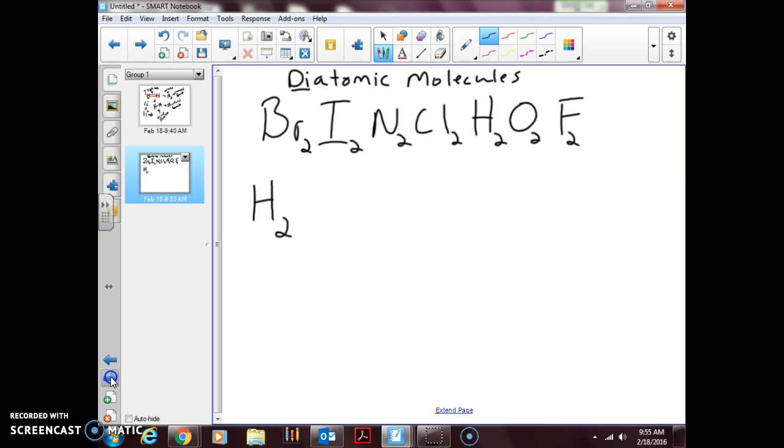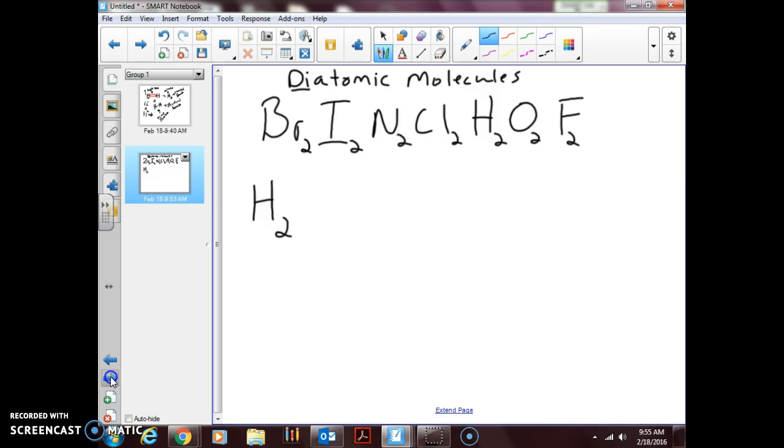And this is important when we start learning about chemical reactions and we start writing chemical equations and balancing equations. You have to remember that the Brinkelhoff elements, if they are by themselves, there's actually 2 of them bonded together, and they exist as diatomic molecules.